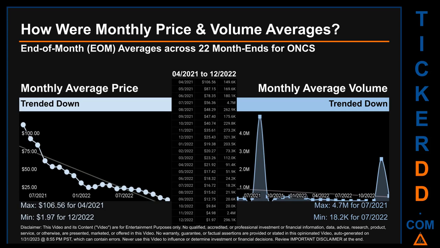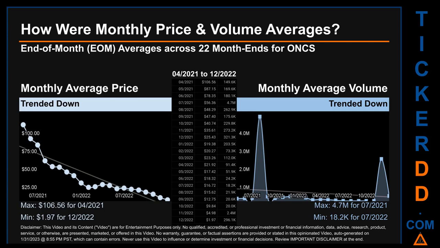How were price and volume averages for ONCS? Across 448 trading days, there were a total of 22 month ends, of which monthly averages for daily price and volume were calculated. Overall, monthly price average trended down while monthly volume average trended down. The maximum end-of-month average price was $106.56 for 04/2021, while the minimum was $1.97 for 12/2020 seconds.